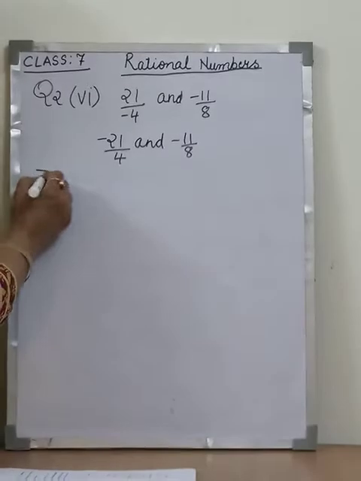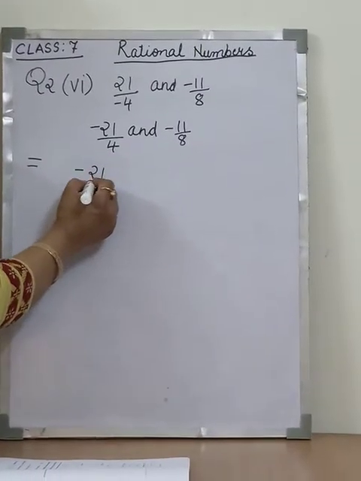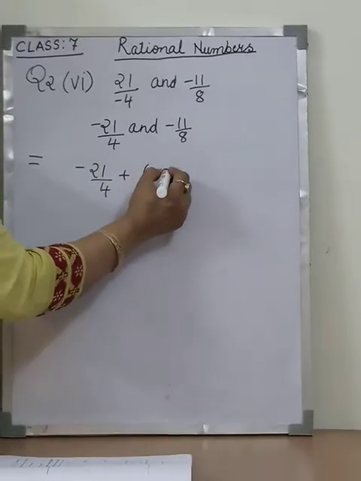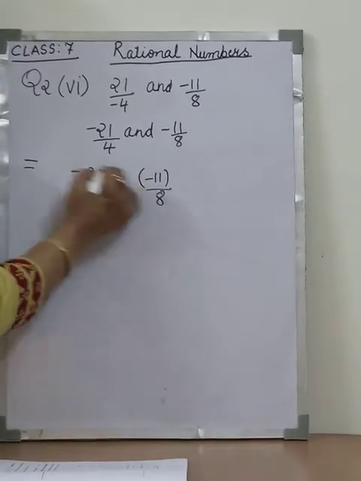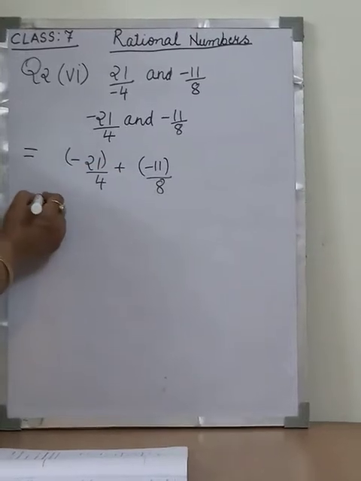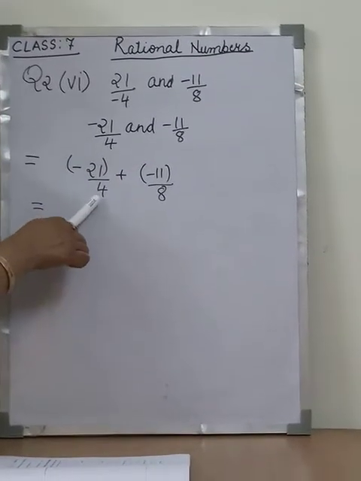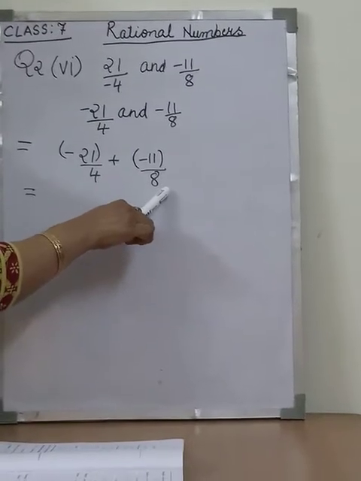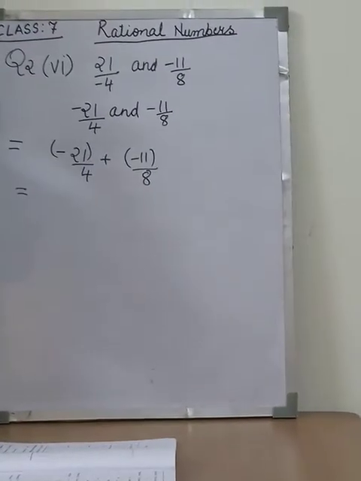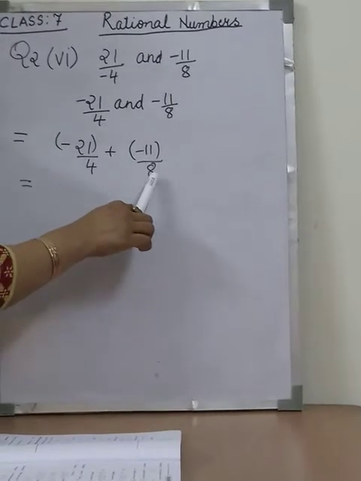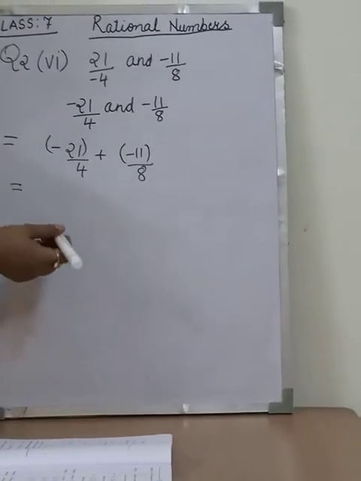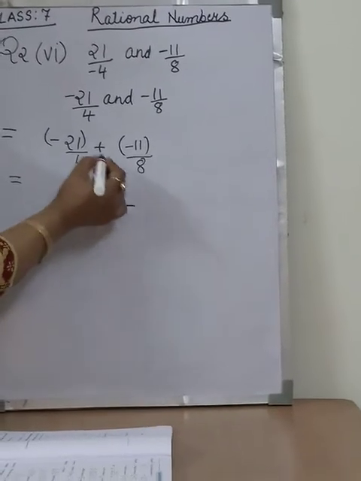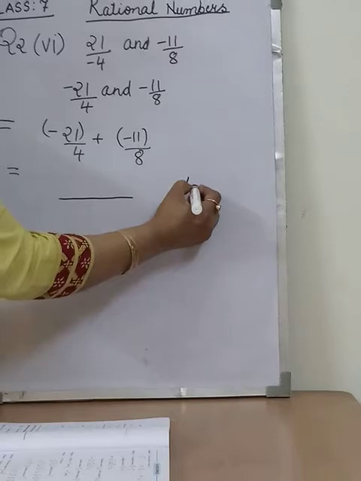Now we write the mathematical expression showing that we are adding the two given rational numbers. We always write negative inside the bracket to avoid the confusion. Now here we have 4 in the denominator and in the second rational number we have 8 as a denominator. Again we have to make the denominator same, the LCM of 8 and 4. You can do it verbally also. What is the least number common to both? That is 8. So LCM is 8.